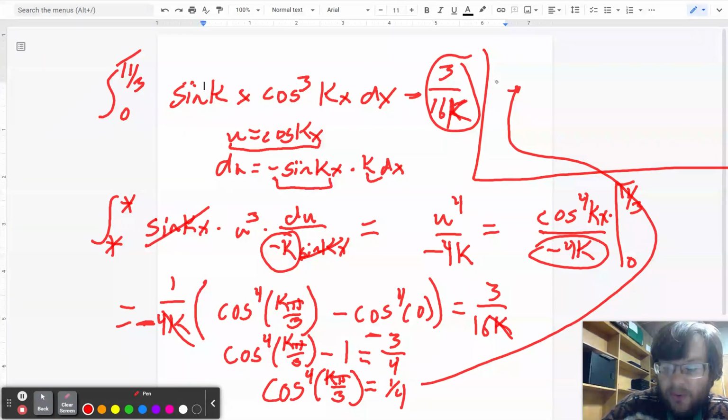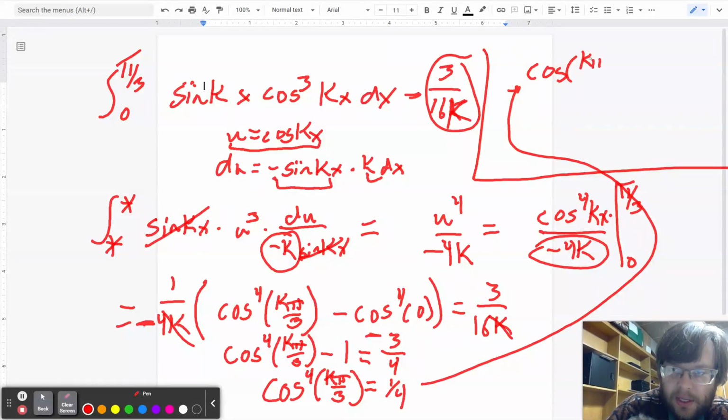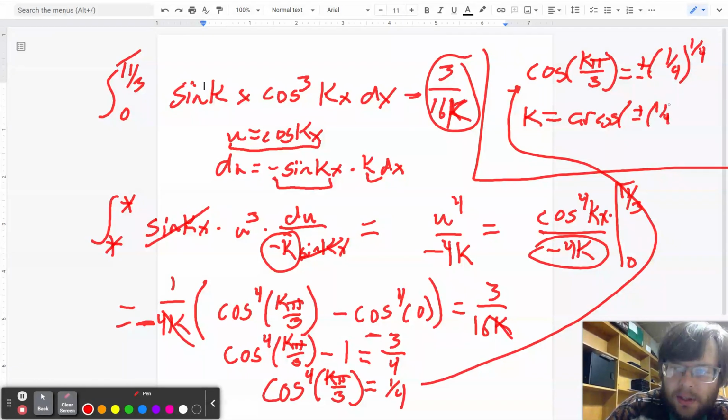So then I can take the fourth root, and I get two answers. Cosine of k pi over 3 equals plus or minus the fourth root of a fourth. And so I guess this is kind of silly, but I'm just going to write it as an arc cosine. Arc cosine of plus or minus the fourth root of a fourth, times 3 divided by pi. So I'll leave it at that.